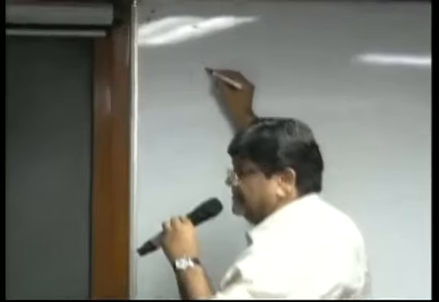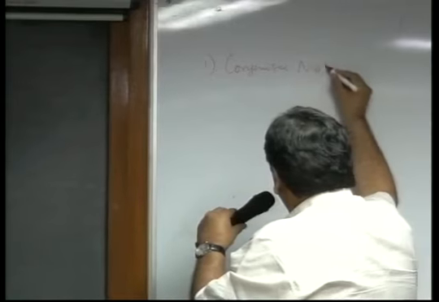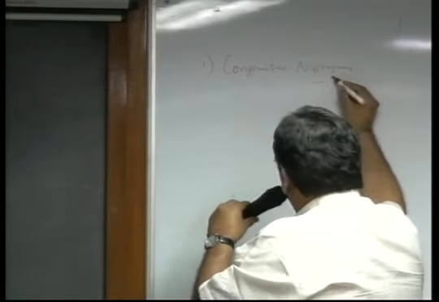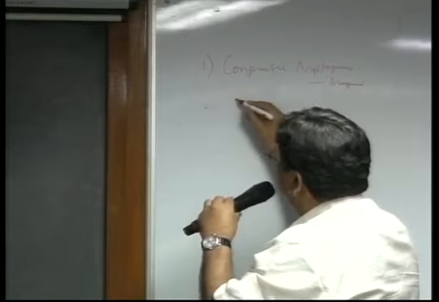So, one, what are the final things you've got? Congenital nystagmus, which disappeared. Correct? Two, early developmental delay noticed at 3 months. Three? Seizures. Relatively better social language.